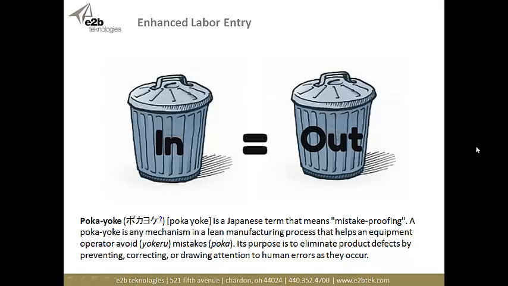data entry from being invalidated. This also ties into lean manufacturing technologies and strategies. Things like poka-yoke, which is a Japanese term meaning mistake proofing or error proofing. And what we've done with Enhanced Labor Entry is given you as a user the ability to implement some of these within your manufacturing process.